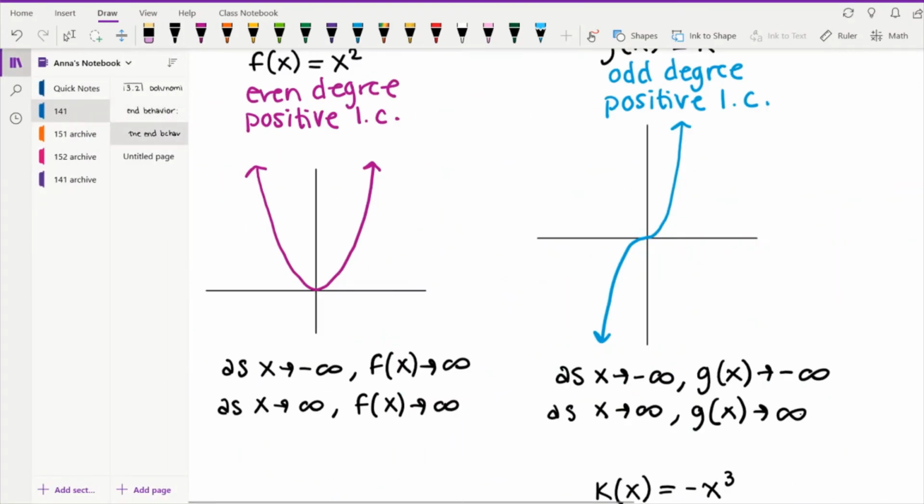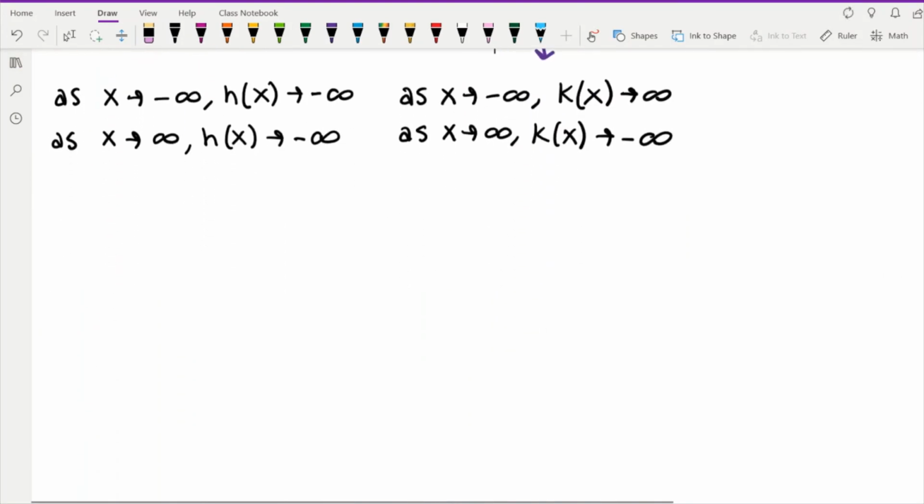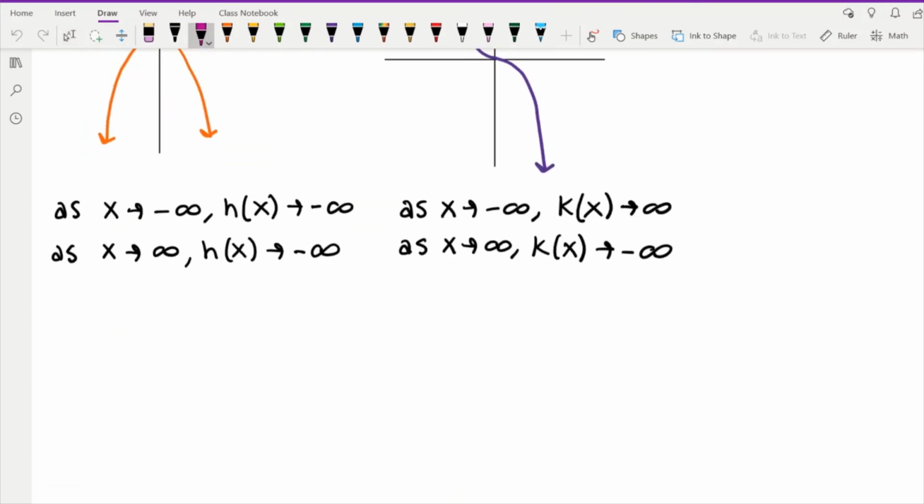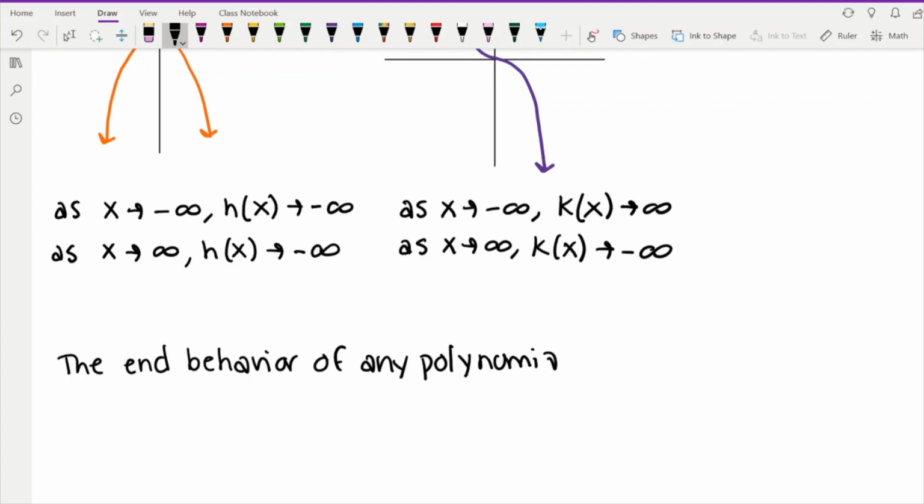Okay, so let's go back here, and I just want to summarize what we've discussed. So let me just make sure I'm getting my color coding right. So I'm going to start with purple. So for any polynomial, let me write this down, the end behavior of any polynomial is the same as one of the 4 functions above.